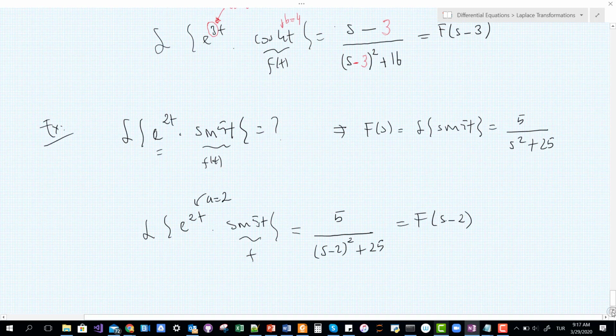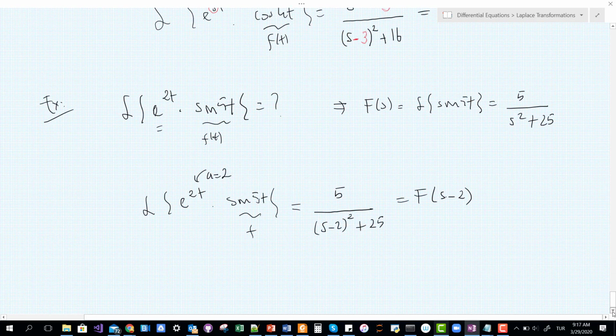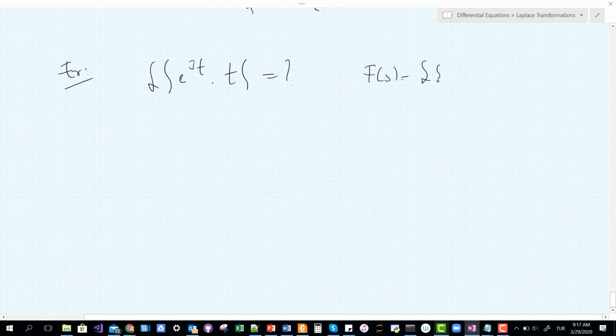Another example, e to the 3t times t. Same process I'm going to apply. The Laplace of what? Function t. From the table, the Laplace of this function is equal n factorial, which is the power of t, which is 1 over s to the n plus 1, over s squared.